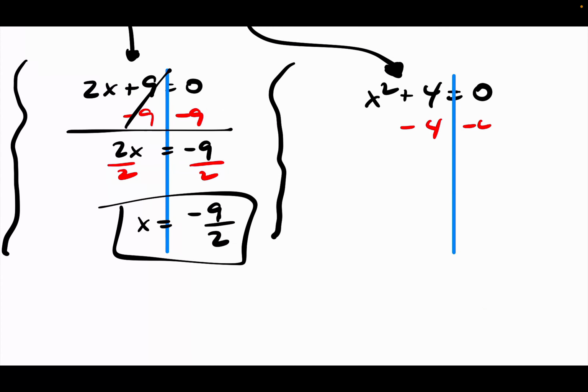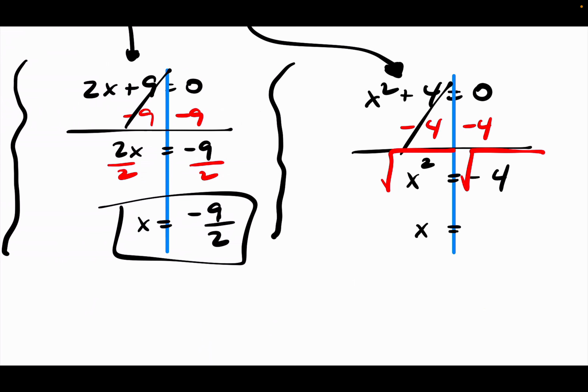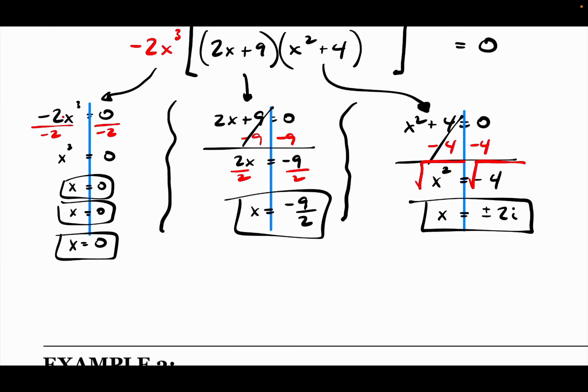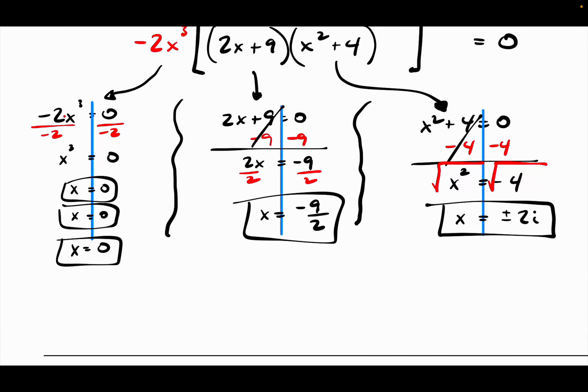Subtract 4 from both sides. Okay. Square root. What's the square root of negative 4? Plus or minus 2i. Yep. And there are your other 2. So we got 4 answers that were real: 0, 0, 0, negative 9 over 2. And 2 answers that were imaginary.